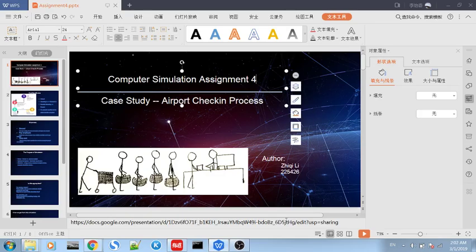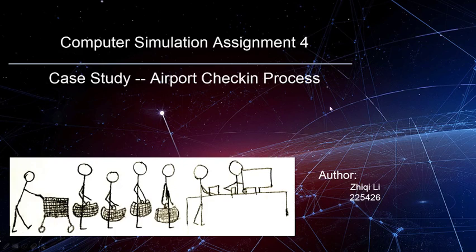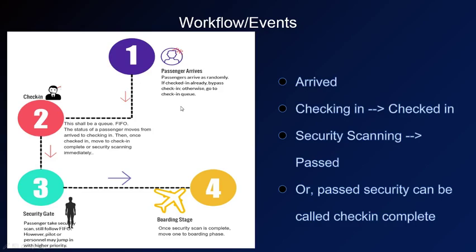Okay, let's get started. Today we're going to present a case study about the airport check-in process. Basically, what are the events, what is the sequence of events, and what is the workflow for the airport check-in process? Of course, the first one is that the passenger arrives. The passenger arrives randomly.